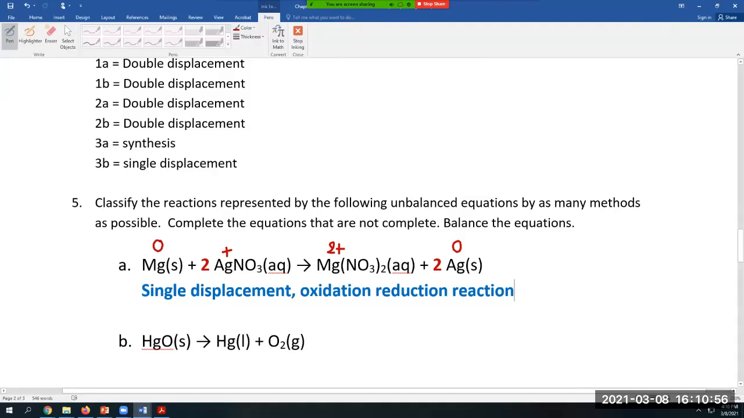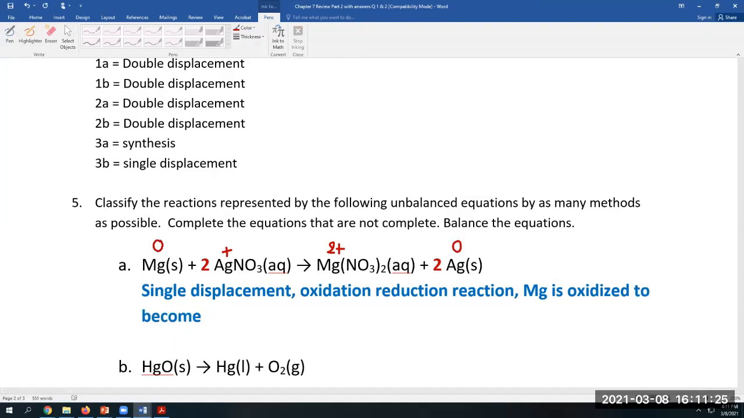So we can see that indeed we have an oxidation reduction reaction, and let's specify which one is reduced and which one is oxidized. Magnesium goes from oxidation state 0 to 2+. That means it is oxidized. Magnesium is oxidized to become magnesium 2+. So that means it lost 2 electrons, right? It lost 2 electrons to become 2+.